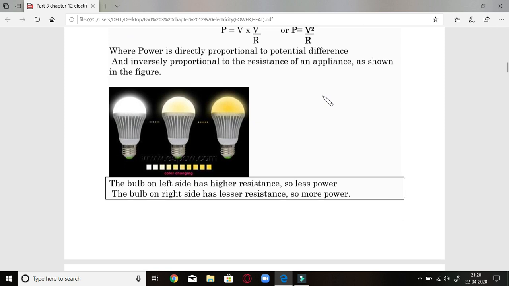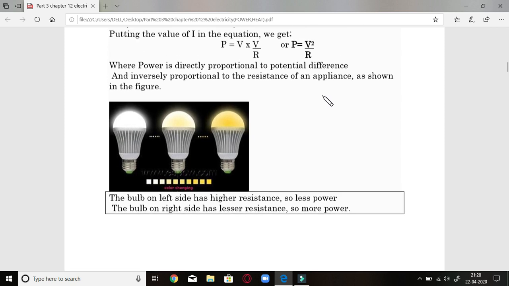Now look at the diagram here, which is related to the above equation, that power is inversely related to the resistance. If you look here, the bulb on the left hand side has higher resistance, that is why it has less power and it glows less. But in the third one, on the right side, it glows much brighter. The reason is that it has lesser resistance, so power is more.